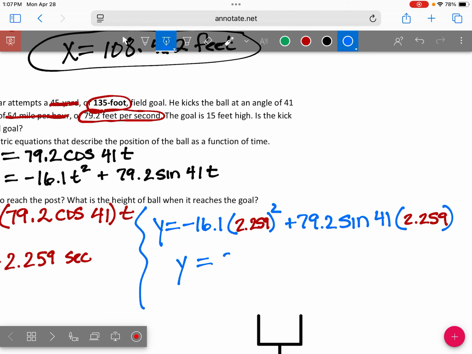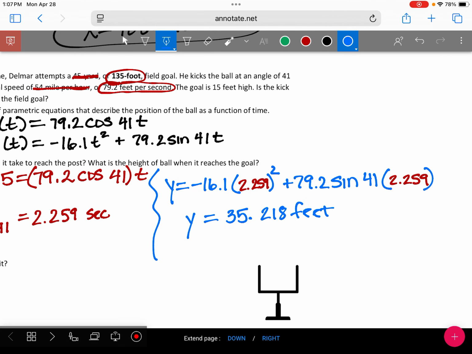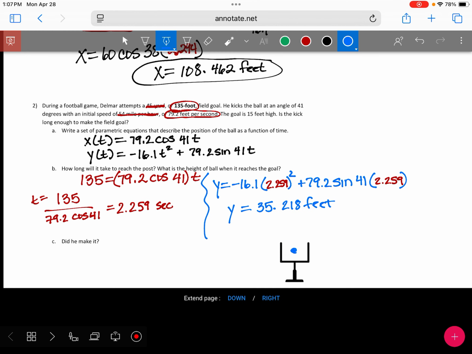All right, who got that the ball is going to be 35.218 feet? Okay, so remember, when it hits it, that means the ball is going to be about here. Does that count? Yeah, because as long as it's high enough to clear that post, that means that he made it. So the answer is yes. He did make the field goal.